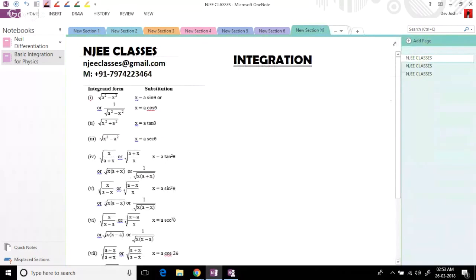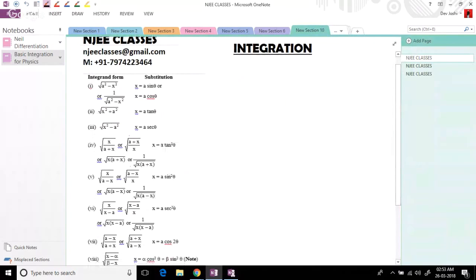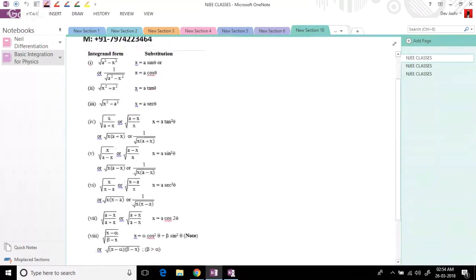Alright. Next, we have the list of formats and their substitutions. So those formats and substitutions you should remember directly. I have already shown you the list, so you should just note it down in your notebook. Whenever any such expression arises, you can simply make the following substitutions. Like in the first case, you have root of a square minus x square, so you can take x is equal to a sine theta or x is equal to a cos theta. Then you can have the complete answers.